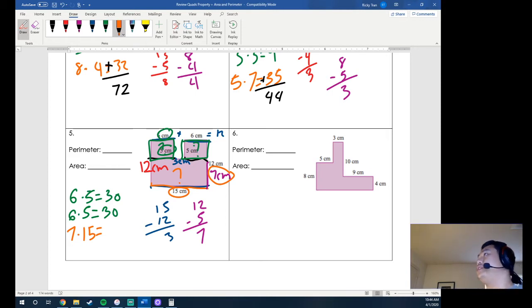7 times 15 is 15, 30, 45, 60, 90, 105. And then we add these together. So 30 plus 30 is 60, plus 105 is 165.